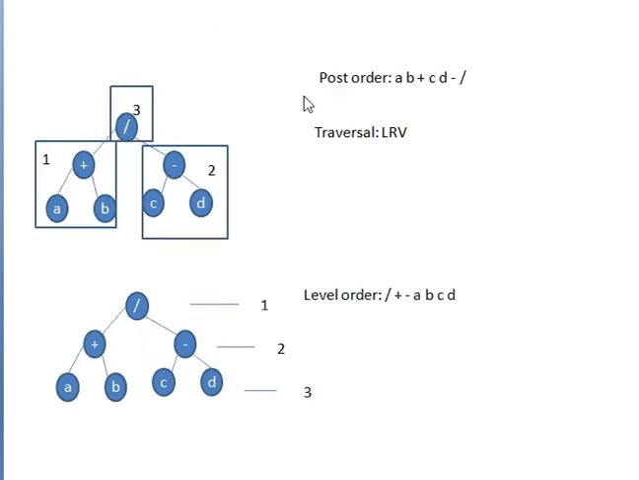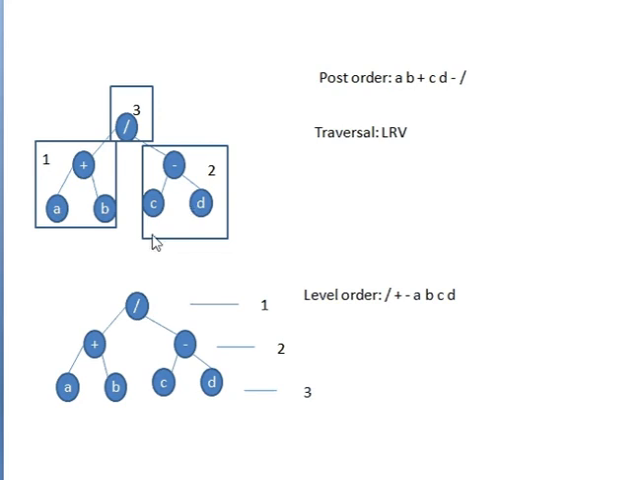The third order is the post order method. In post order method, it is left, right, and visit. So this is the priority: left, right, and node. In left, that is this left subtree, while visiting, first left, right, and node. So what will be the value? A, B, plus. I repeat, in the left subtree, the traversal order which you need to follow here is LRV: left, right, and visit. So A, B, plus. So I write A, B, plus.